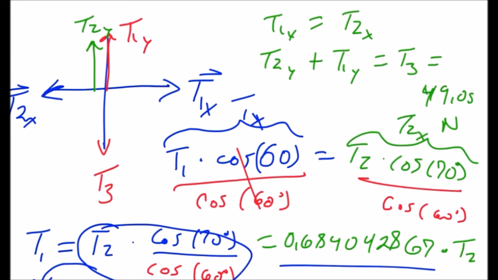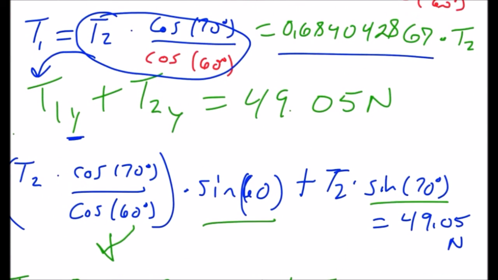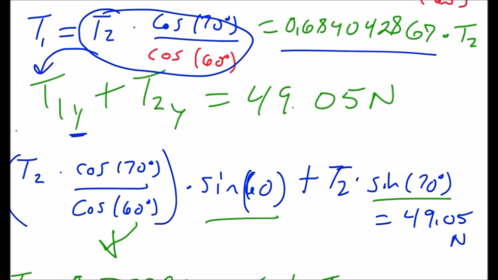And then I wanted T1 by itself. I just want to know what T1 is. So in order to do that, I divided both sides by the cosine of 60, which left T1 alone. Everybody okay with that? All right. So that means that T1 is equal to T2 times the cosine of 70 over the cosine of 60. And for easy purposes, we went ahead and got a numerical value right here, which is what we ended up using at the end of the video just now.